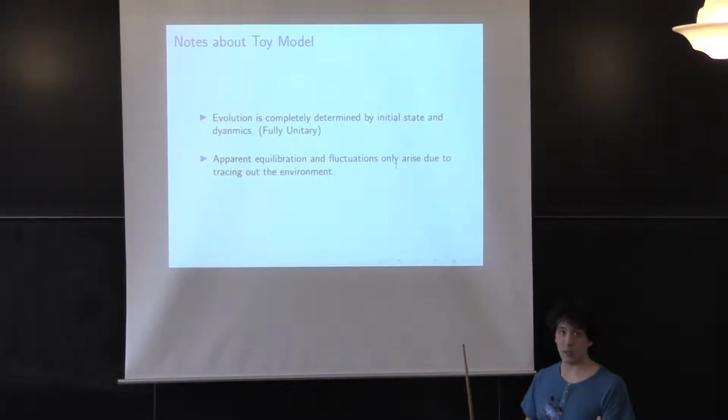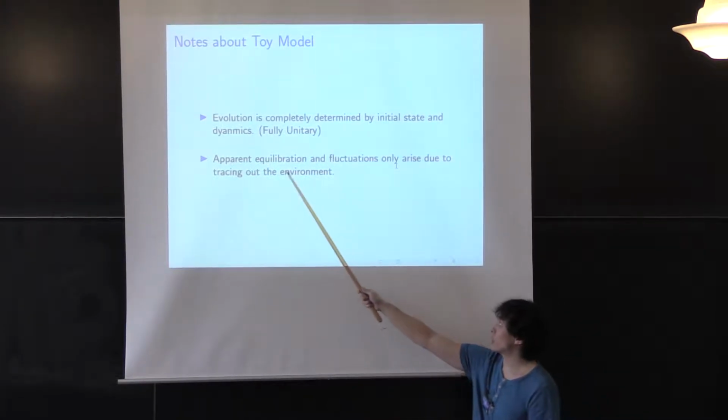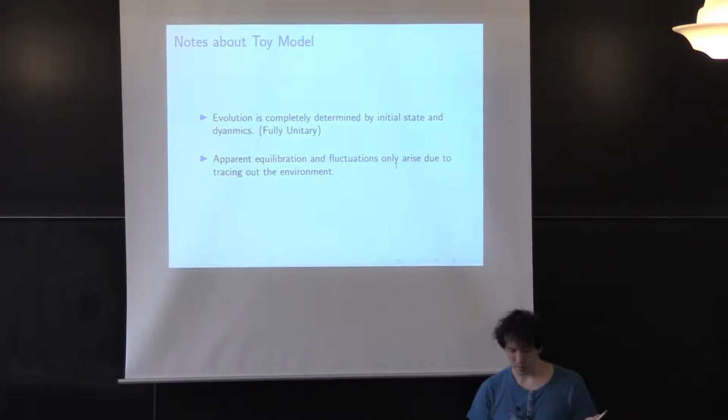The full thing is staying pure. The entropy of the whole thing isn't changing. But it's once I trace things out that I start to see interesting behavior. I see things that look like fluctuations and equilibration.